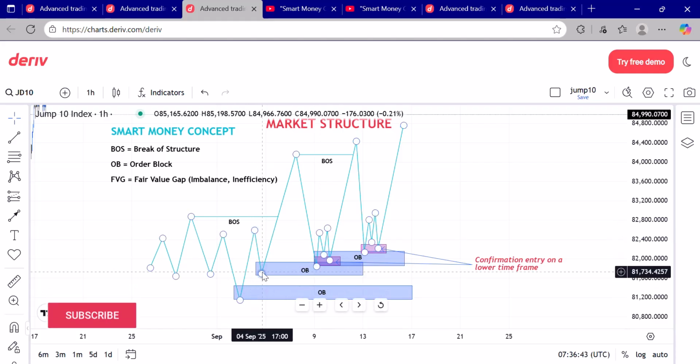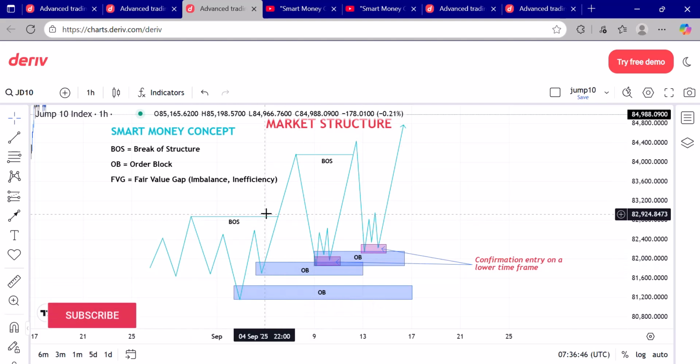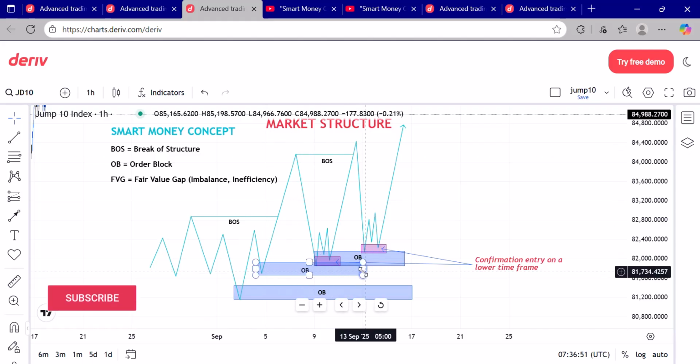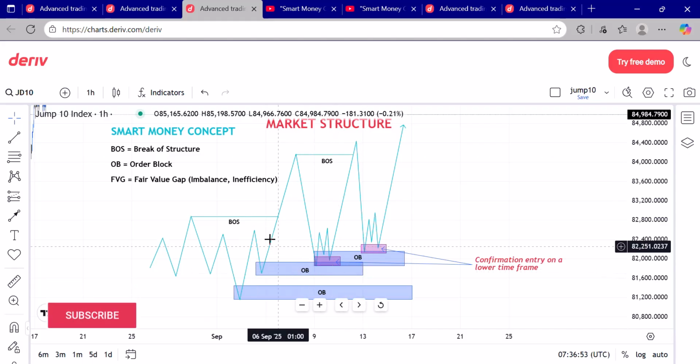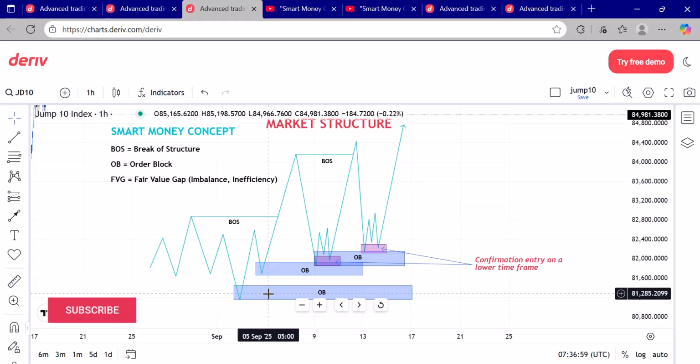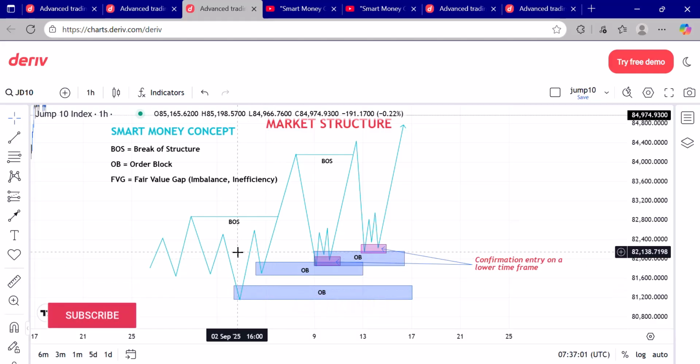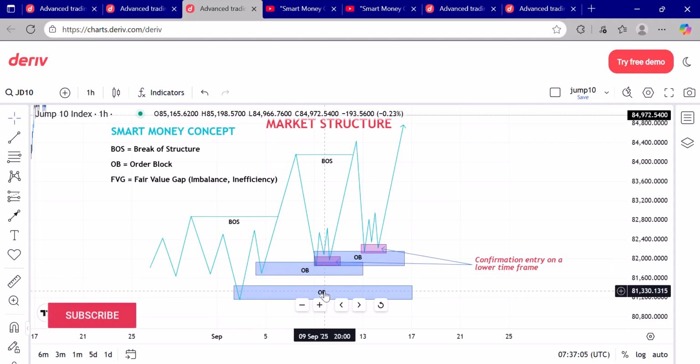Now price came in, got into this zone, and then there was a break of structure to the upside. So now this becomes another valid zone. If we have zone A and zone B, let's say this is the first zone and this is the second zone, where are we going to take our trade from? Are we looking at this zone or this zone?